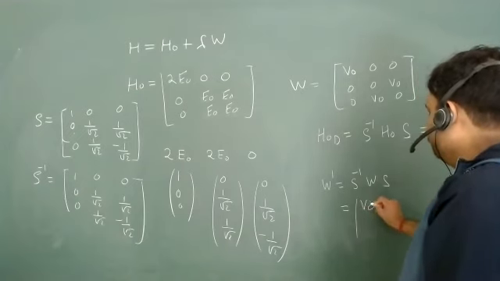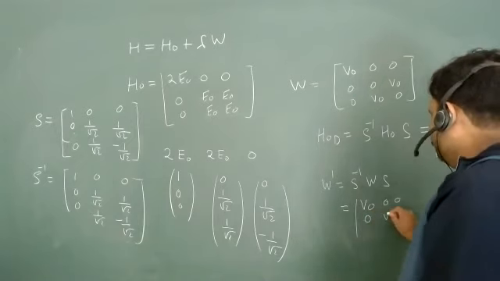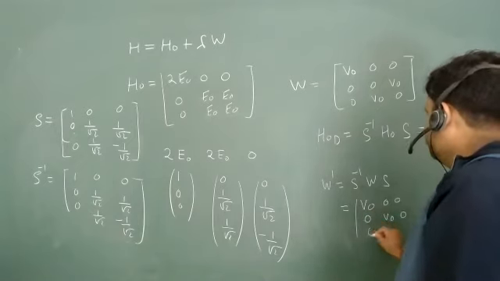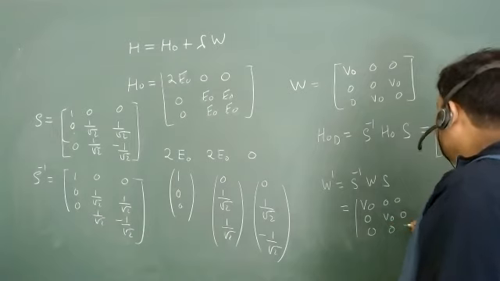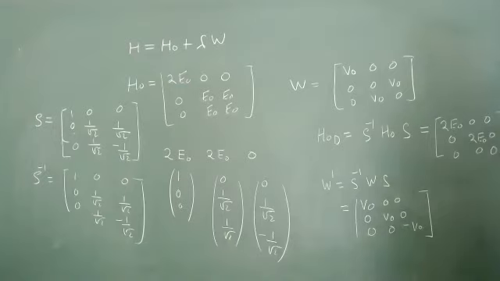So V naught, 0, V naught, 0 0 0, V naught 0, V naught V naught 0, 0 0 0 0, then minus V naught. Very good. So this will be my matrix now, and it is diagonalized.